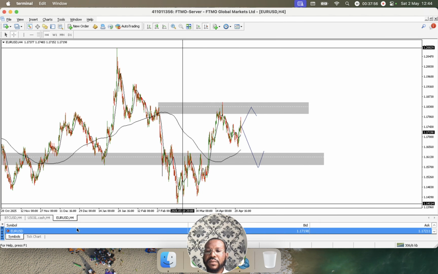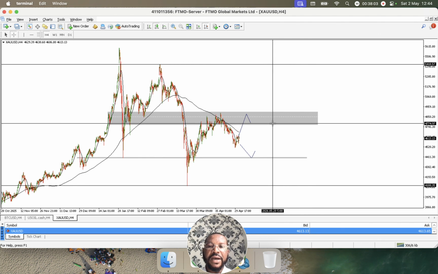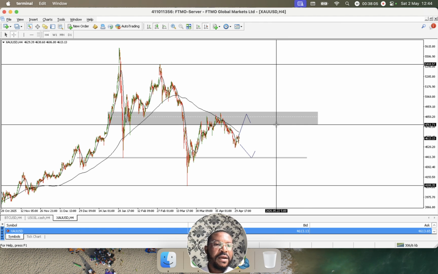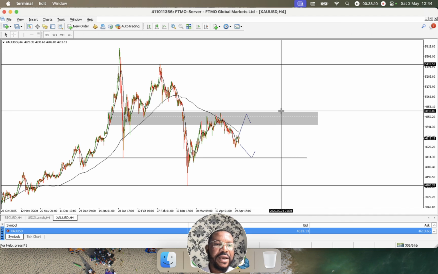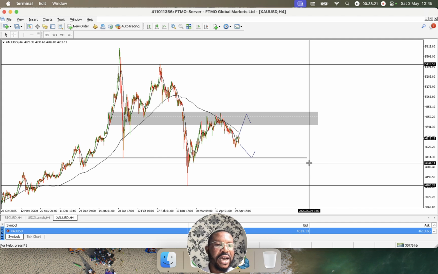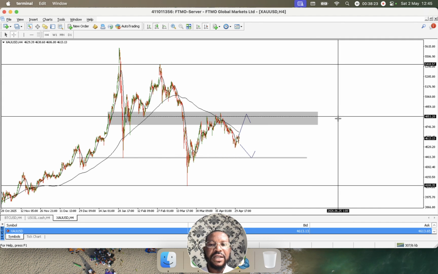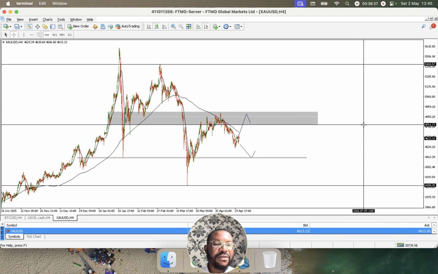Okay, so for the next one, which is gold, the sell entry will be at 47.61. Stop loss can be here at 49.10. TP at this demand area at 4400. For the buy entry can be at 4400. Stop loss can be below here at 43.44. Then you can exit at this point at 47.61.